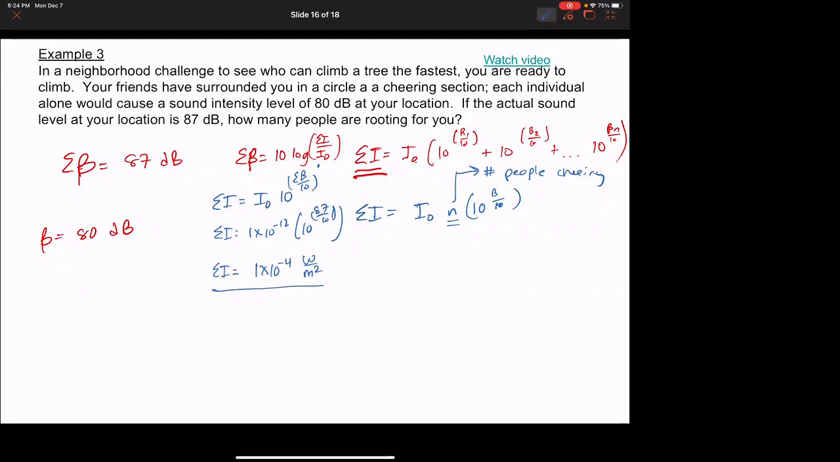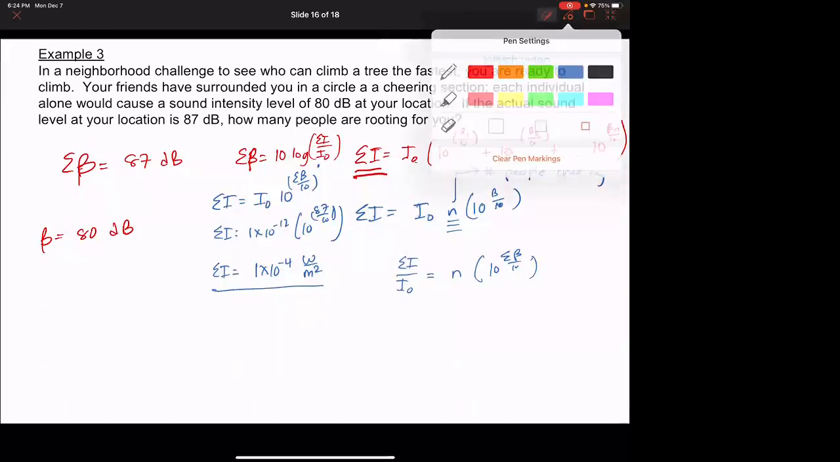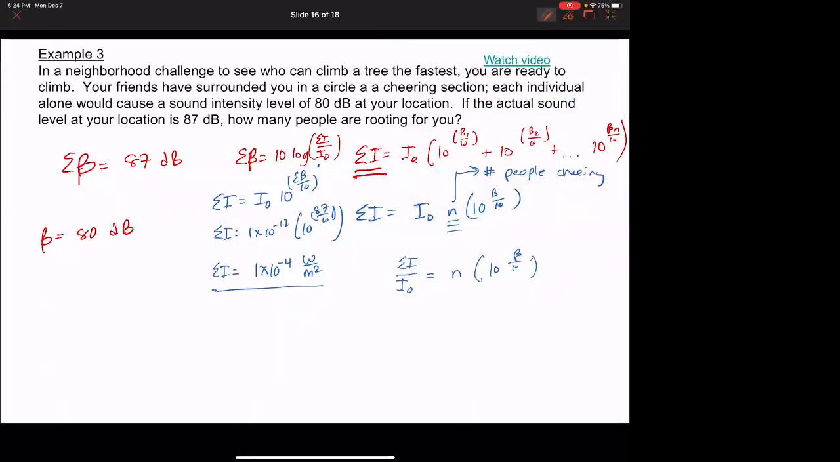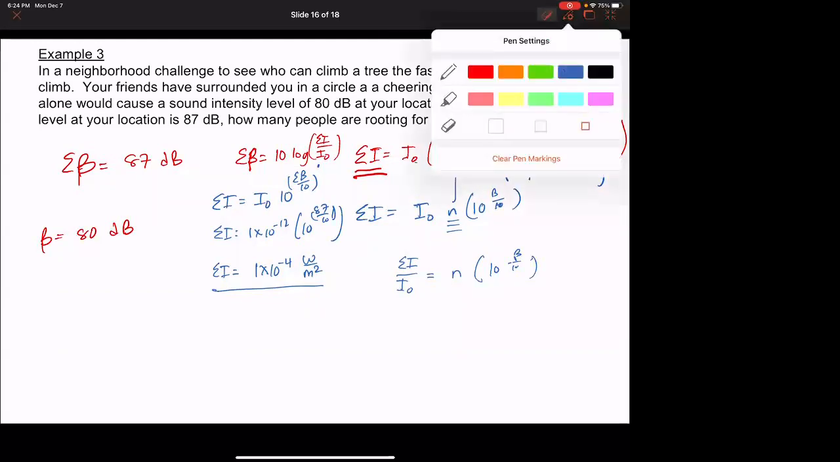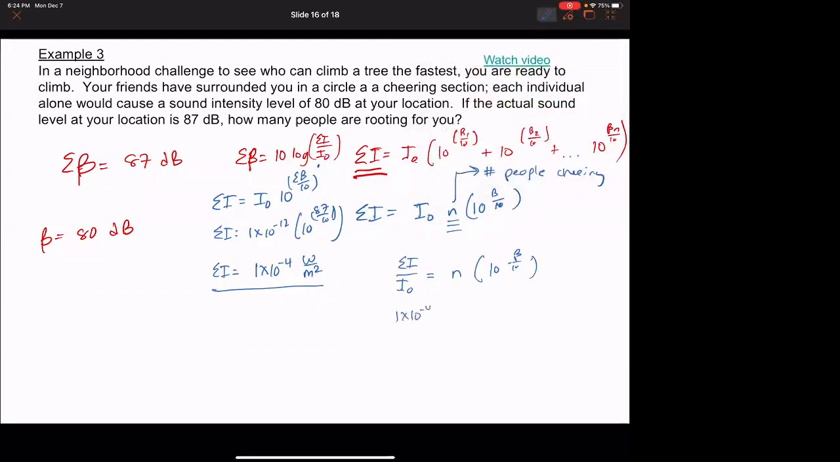Our goal is to find this n right here, where I've got the lines underneath it. So we're going to get rid of that. So we're going to say the sum of the I's over I naught equals n times 10 to the betas over 10. I'm sorry, not the sum of the betas, the individual beta over 10. So that gives me 1 times 10 to the minus 4th divided by 1 times 10 to the minus 12 equals n times 10 to the 80 over 10. Put that in your calculator and see what n equals.